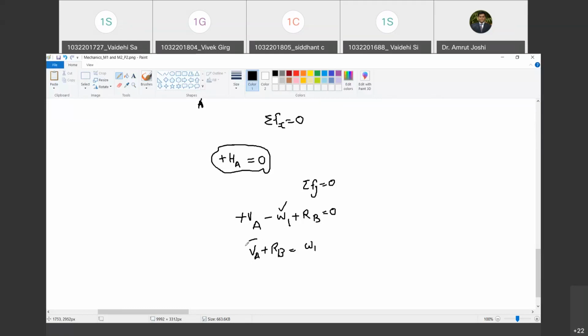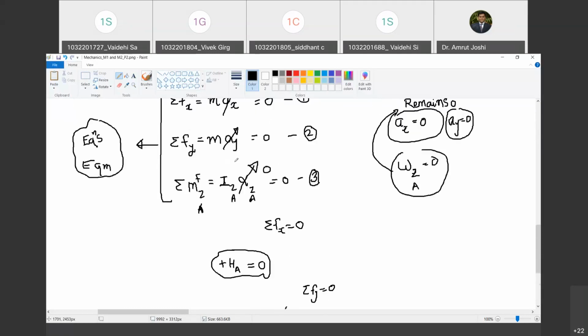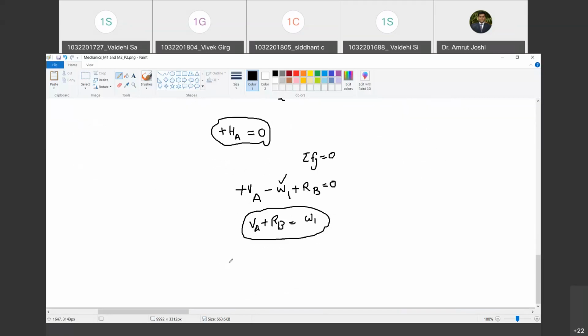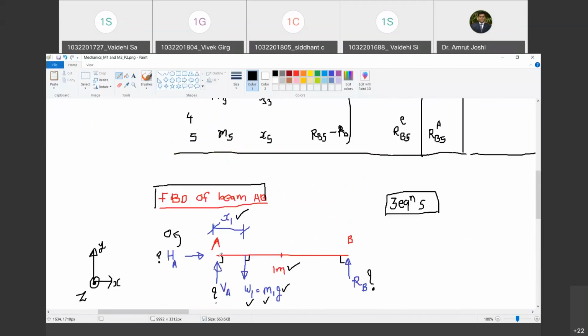Can I readily solve for VA and RB? No, because it is only one equation in two unknowns. Happy? Yes, sir. Now let us apply the third equation. Now look at the power of the third equation. Summation of moments of all the forces about which axis? About the z axis, but passing through A, equal to 0. Are you with me? Yes, sir. This implies, now about A, which forces will cause a moment? HA and VA are passing through A. Their lines of action are passing through A. So will they cause any moment?